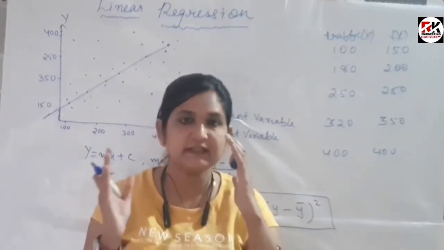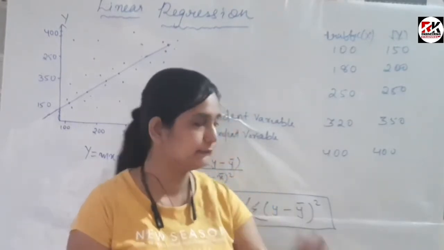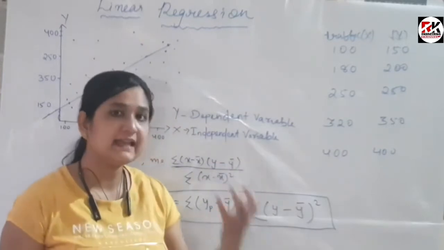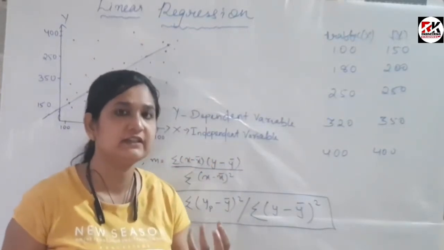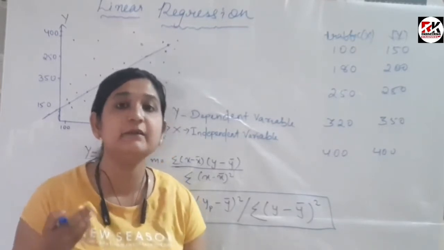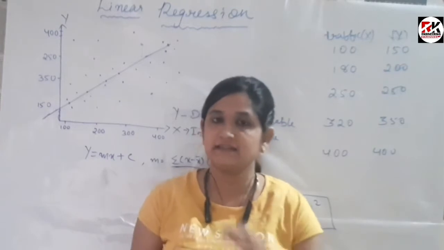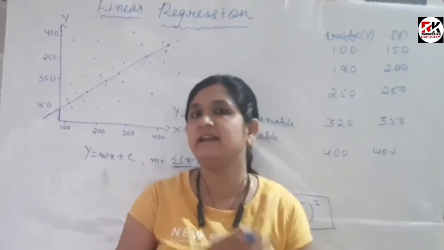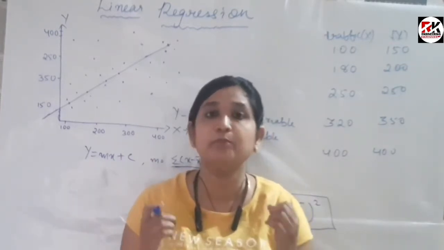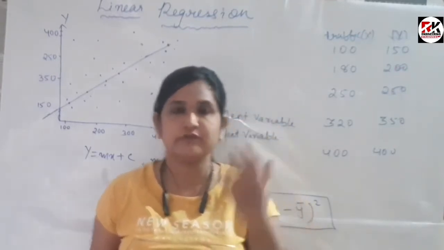So here two things are pointed out through this example. The first thing is that x, the traffic, represents your independent variable, and y represents your dependent variable. Why am I telling you about independent and dependent? Because it's an important term in the case of linear regression. So try to understand it.